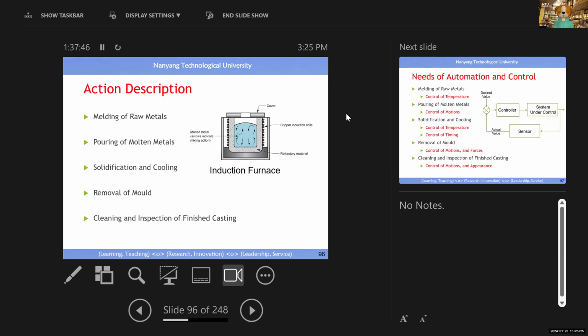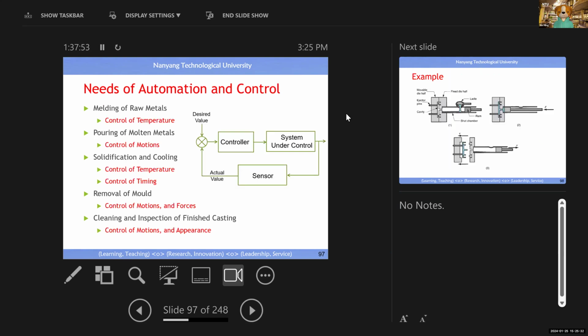Then our focus now is the action to operate on this process. Okay, we summarize the actions. Then for each action, we need to know what are the critical parameters to be put under control. Now you see temperature is important, yes or no? Motion is important. Timing is also important, right? And when you remove the mold, force is important, right? And the inspection for quality control, the appearance of a finished part, is important.